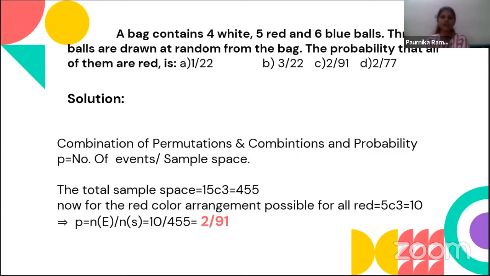Sample space is the total number of outcomes that is possible. So the sample space goes like this. There are a total of 15 balls here, from which we have to draw 3 balls. So the total sample space is 15C3. So we divide the number of events by the sample space, and we get the result as follows. 5C3 is nothing but 10, and the sample space is 455. And when you simplify, the answer is 2 by 91.